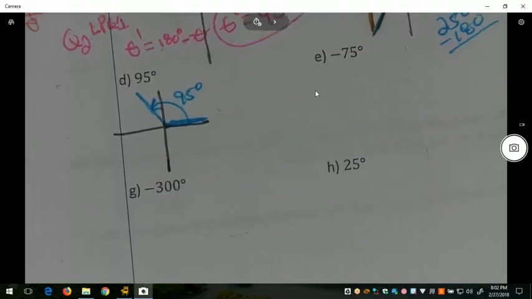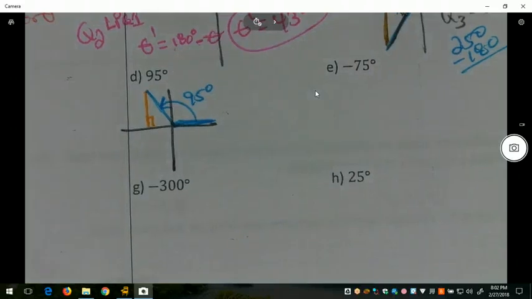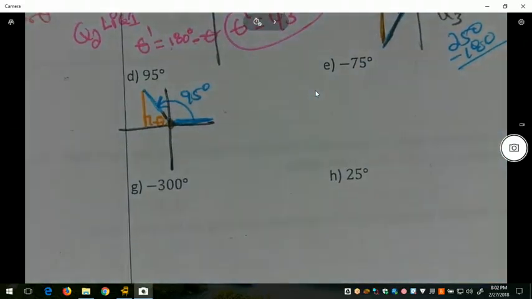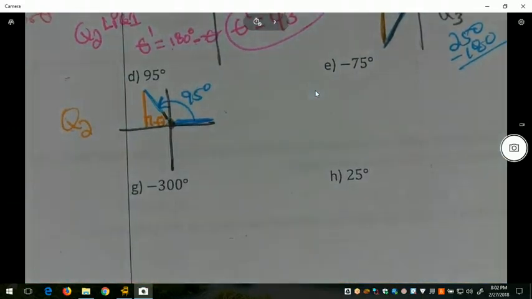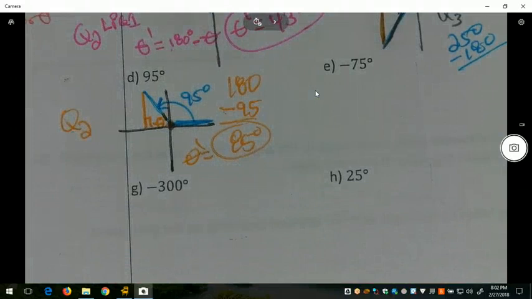All right, welcome back. Here's letter D. I've sketched the 95 degree angle. In order to create and solve a right triangle, which we don't have any more information to solve right now, we have to drop a line to the x-axis. So we're really trying to find theta prime, the angle inside that triangle at the same vertex as 0, 0. This is in quadrant 2. Remember, in quadrant 2, these two angles make a linear pair. So 180 minus 95 gives us 85 degrees. 85 degrees for theta prime for letter D.